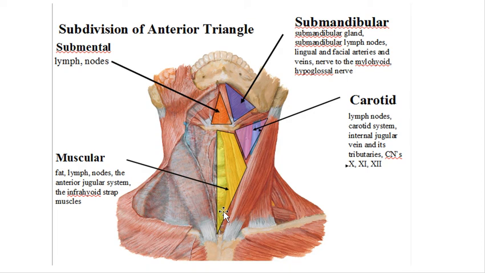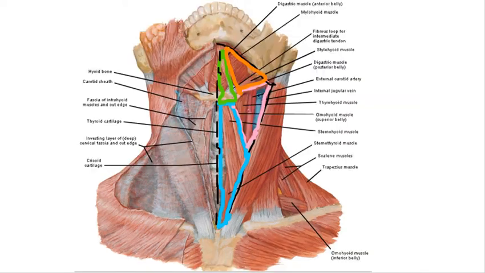And for this video, I'm going to explain certain muscles which will help you in understanding these triangles. So again, in this diagram you can see the submental triangle shown in green, and orange is the submandibular triangle or digastric triangle. Then in pink is shown the carotid triangle. Then in blue is shown the muscular triangle.